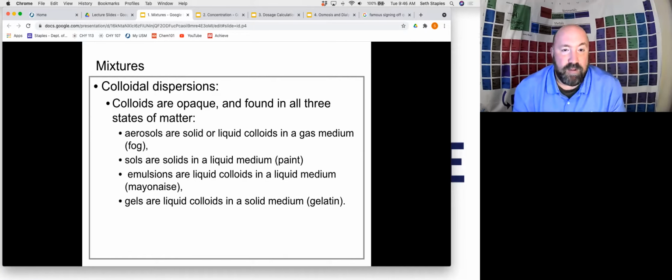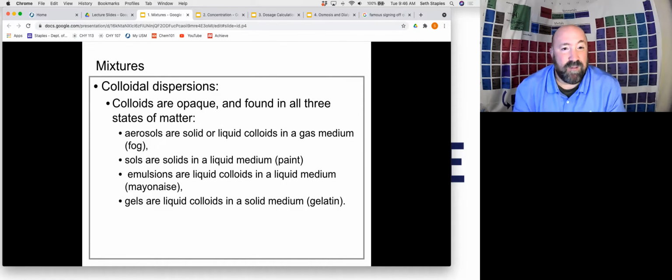A few different examples. Colloids typically are opaque, and we do find them in all three states of matter. Aerosols are solid or liquid colloids in a gas medium, so something like fog, or even smog, would be considered a colloid. We have sols, which are solids dispersed in a liquid medium. That's what paint essentially is. Emulsions are liquid colloids in another liquid medium, like mayonnaise. Or gels, liquid colloids in a solid medium. That's what gelatin is.